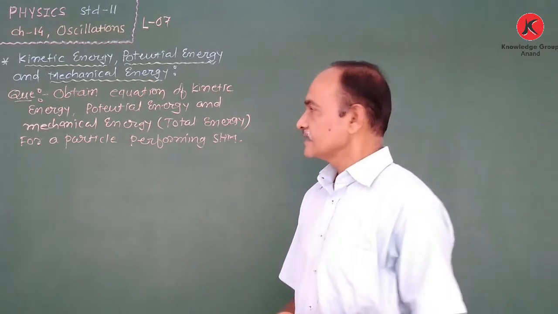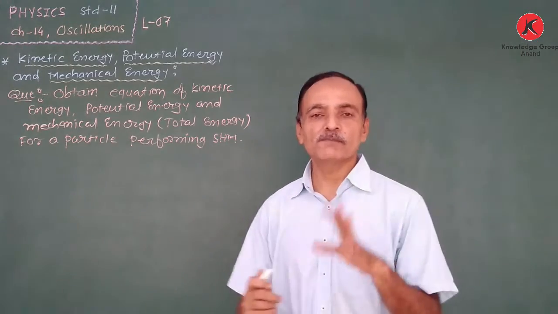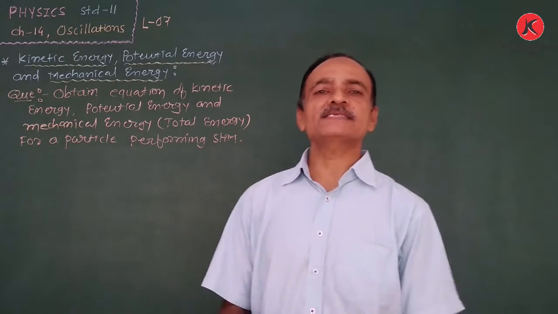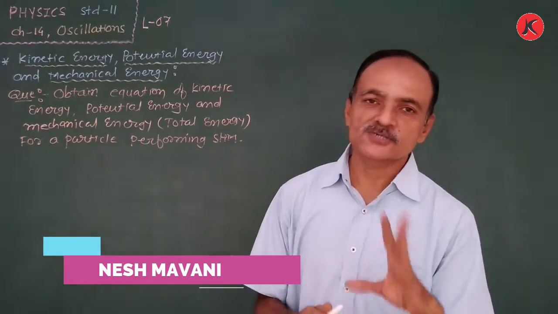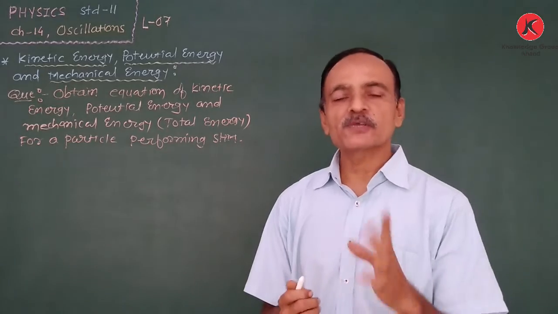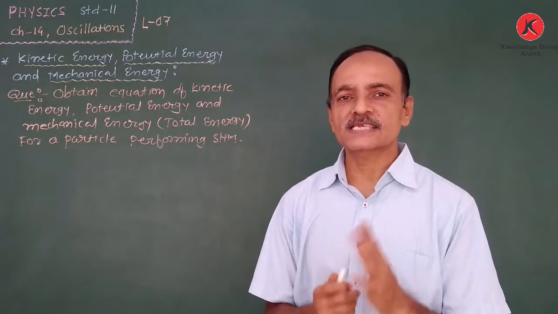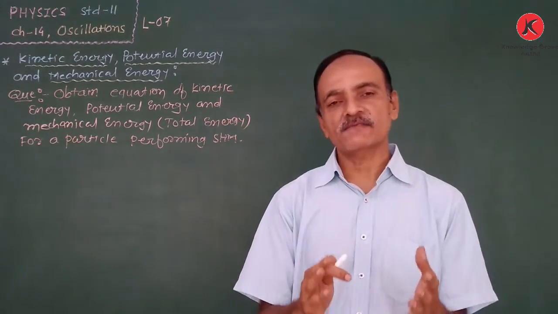Good morning, friends. Last time we discussed the velocity and acceleration of a simple harmonic oscillator, that means a particle performing simple harmonic motion. We also discussed its cases, that means at which position the velocity and acceleration are maximum, and at which position both are minimum.